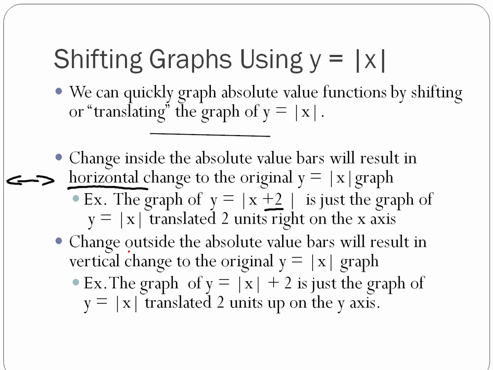When there is some change or there's something different on the outside of the absolute value bars, this will result in a vertical change. So refresher on vertical, that's up and down. So this example right here, y equals the absolute value of x plus 2. Well, this is not the original. This is a little different. So what's changed or what's different? Well, we have a plus 2 on the outside. When it's on the outside, we're talking about vertical change, up and down. So when we're talking about up and down, positive always means up, and we'll move it 2 units. So this will just be the original graph translated or moved 2 units up on the y-axis.